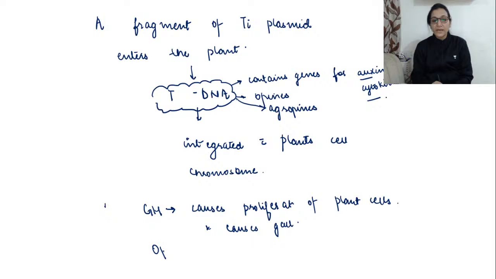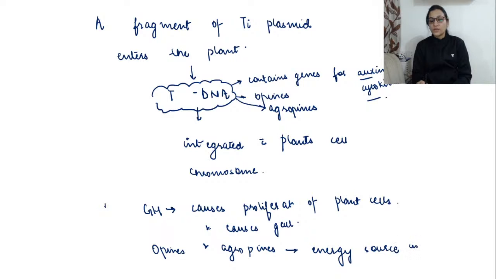And the opines and agropines are utilized as the energy and carbon source for the bacteria, so they are the energy source in bacteria. So growth hormones and opines. In such a case, the opines and agropines are not normally a part of plant metabolism. Plants do not naturally produce opines and agropines.